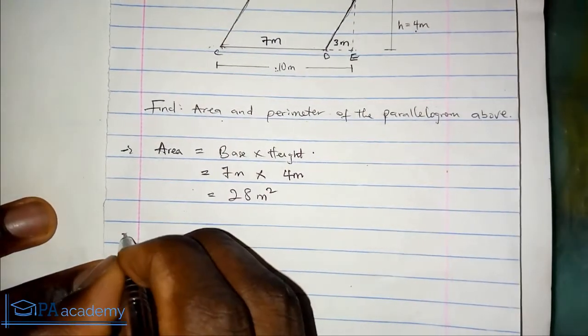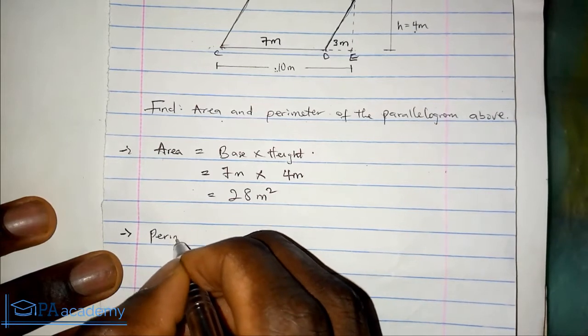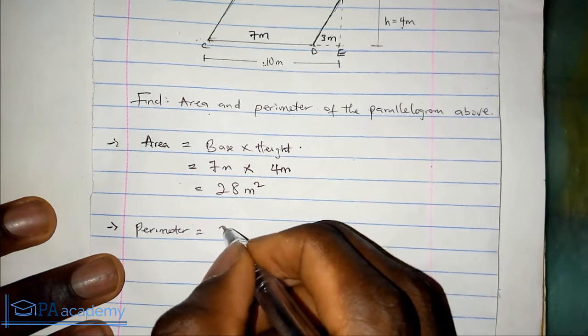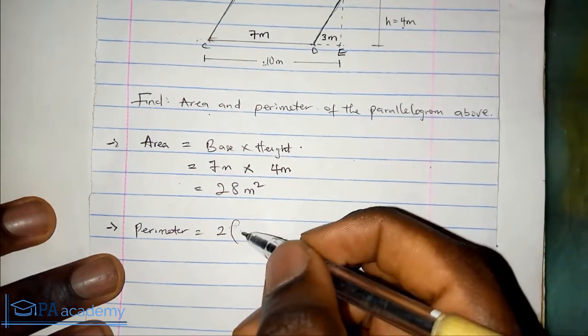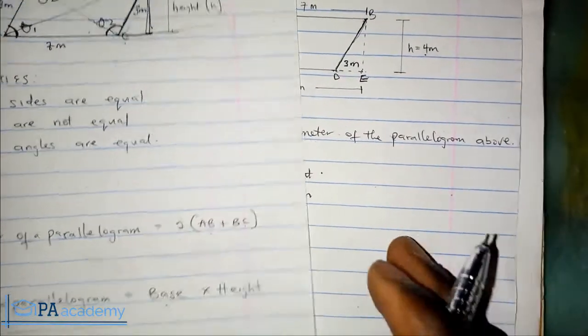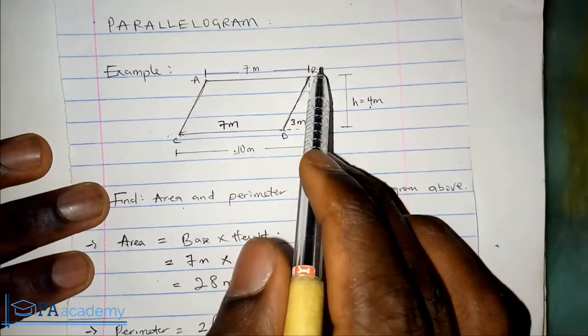So let's look at the second one. The second one asks us to look for what? The perimeter. And the perimeter is what? 2 into brackets AB plus BC. So let's look at it. So this time around it will be 2 into brackets AB plus BD.